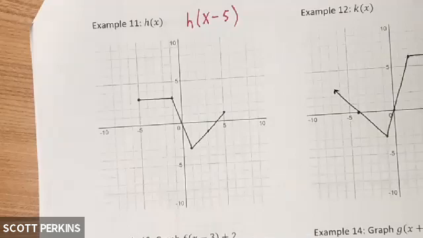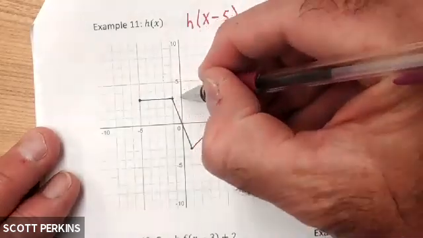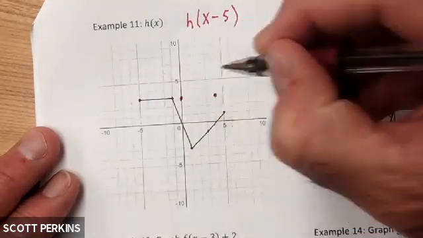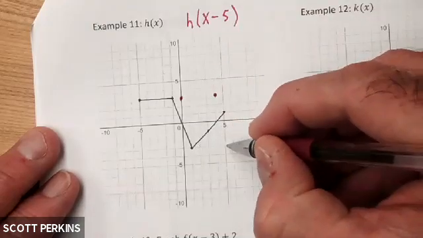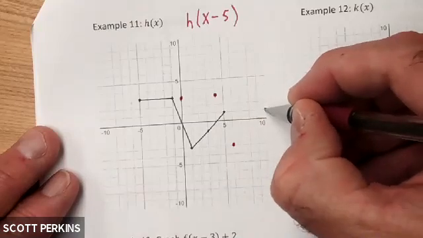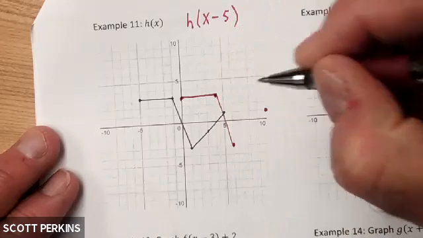X minus 5, this is going to take the entire graph right 5 units. So 1, 2, 3, 4, 5 for that first point, and 1, 2, 3, 4, 5 for the second. Lots of counting here. We're right on the end of the graph. And here is my lovely graph.